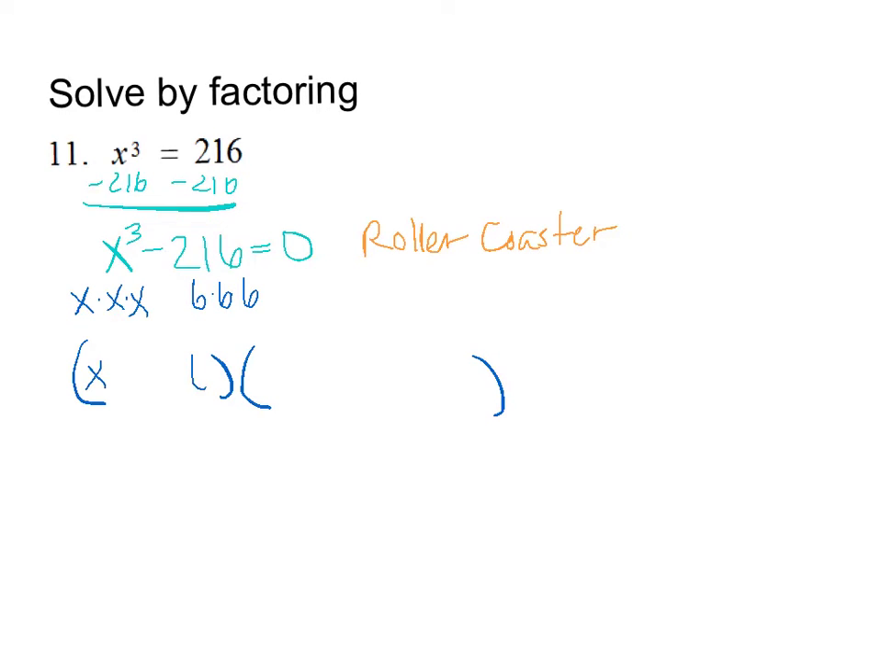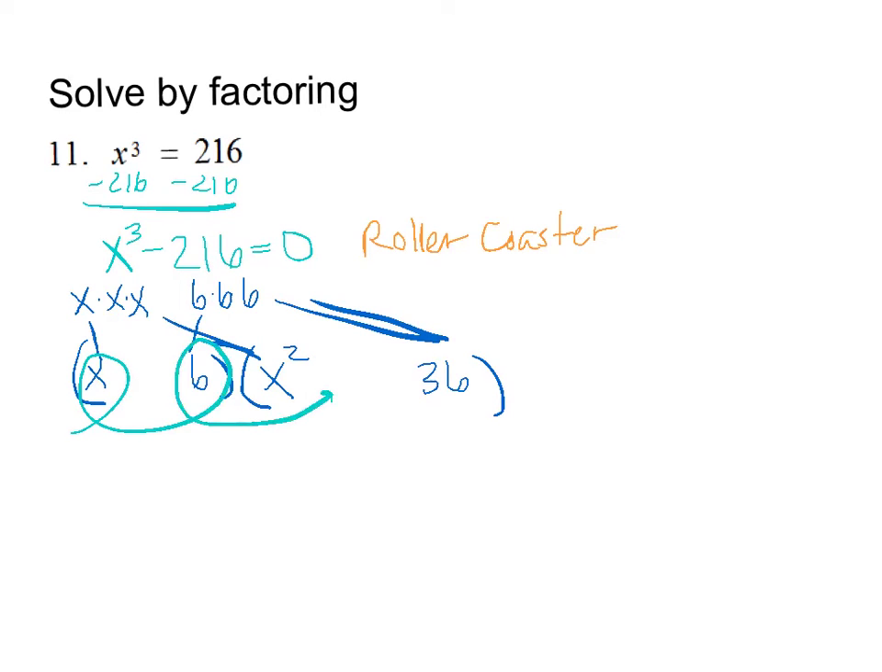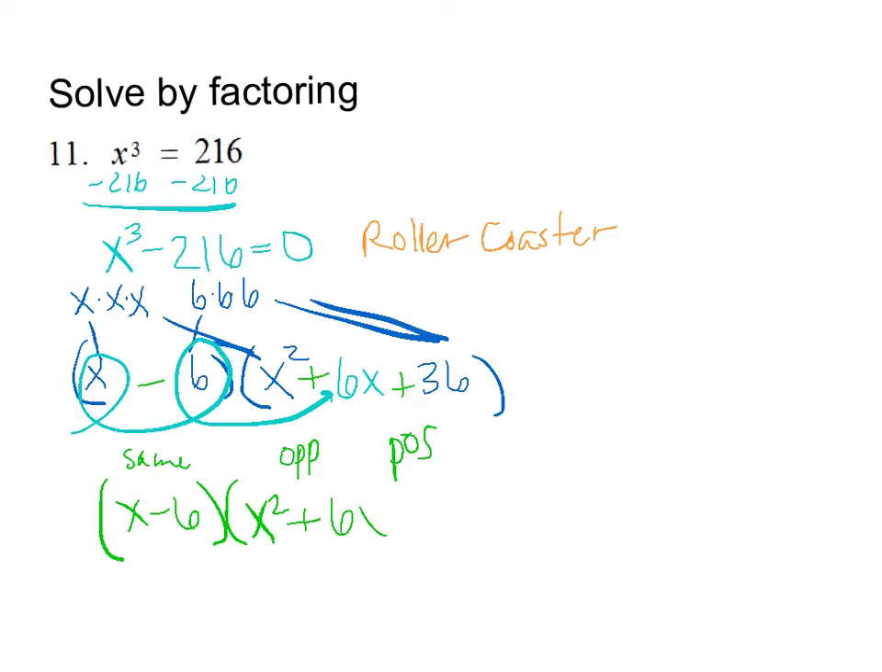One of my x's gets to go in the front with one of my 6's, but the other 2 x's go in back. The other 2 6's go in back. Now everybody's buckled up. We're ready to go on the roller coaster ride, which ends up going through a loop-to-loop. I get 6x in the middle here, and then after we get off the ride, we have to determine whether people screamed, same, so minus, or opposite, so plus, puked, positive. So my answer is x minus 6, x squared plus 6x plus 36.